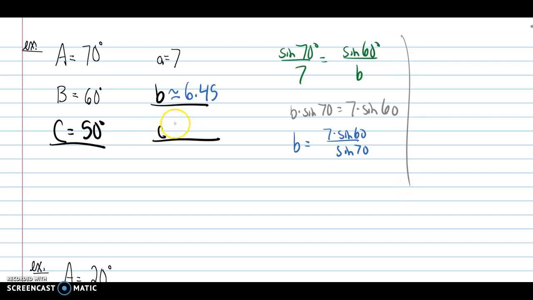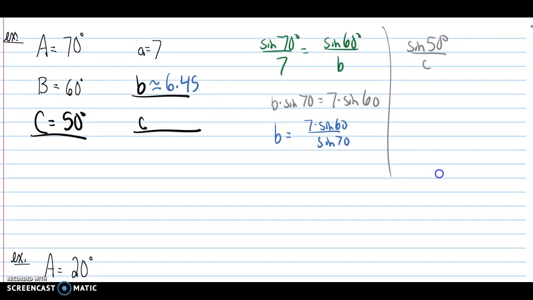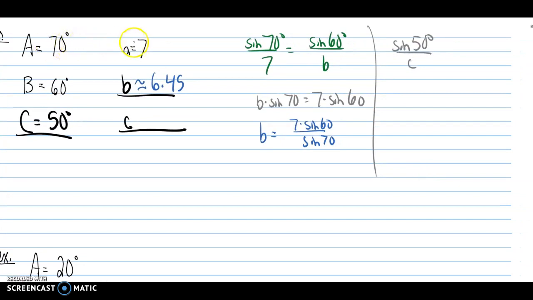To find little c, we'll go back to the law of sines. The sine of c, which is 50 degrees, over little c that we don't know, is equal to, I could use a or b. A is a better option because those are both exact, so we'll set it equal to the sine of 70 degrees over 7. Like we did in the last one, we're going to cross multiply now. b times the sine of 70 is equal to 7 times the sine of 50.